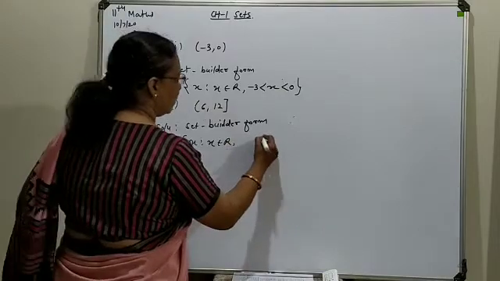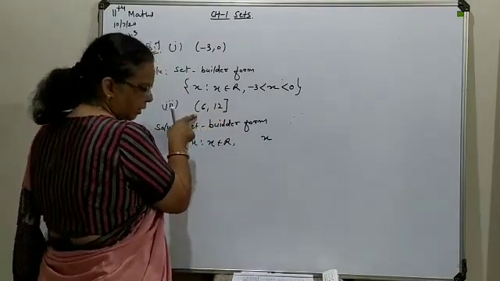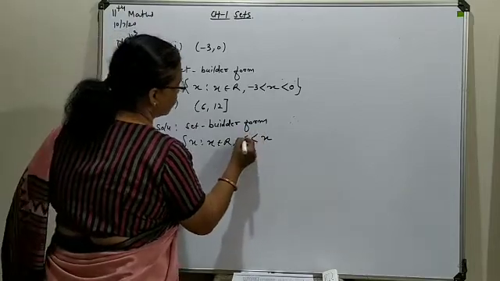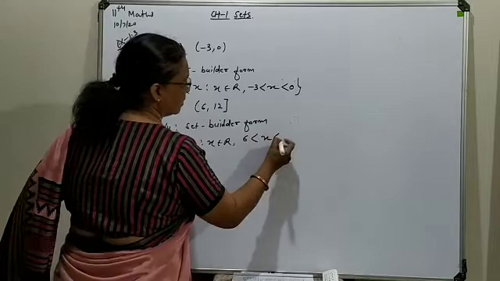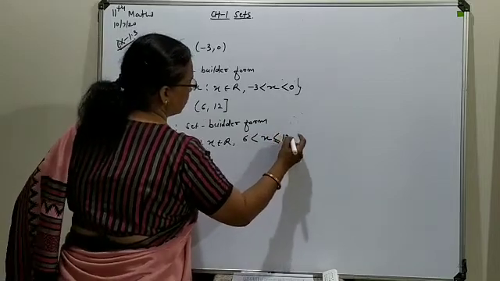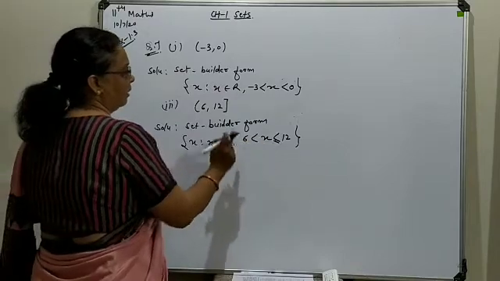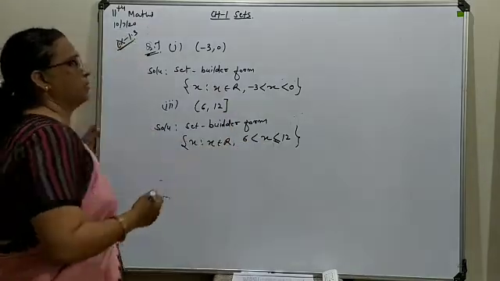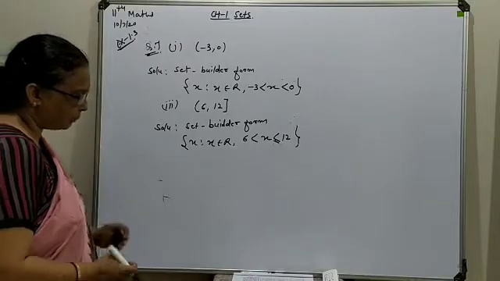Now, this is X. This side it is open. So, this is 6. This side it is closed. So, this is an equality sign you will maintain over here to represent a closed interval. So, this way you can represent any interval in set builder form.